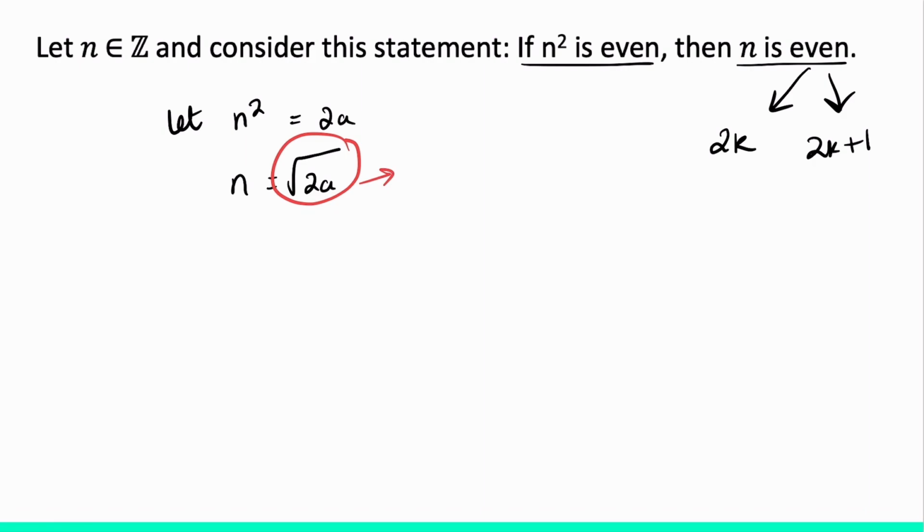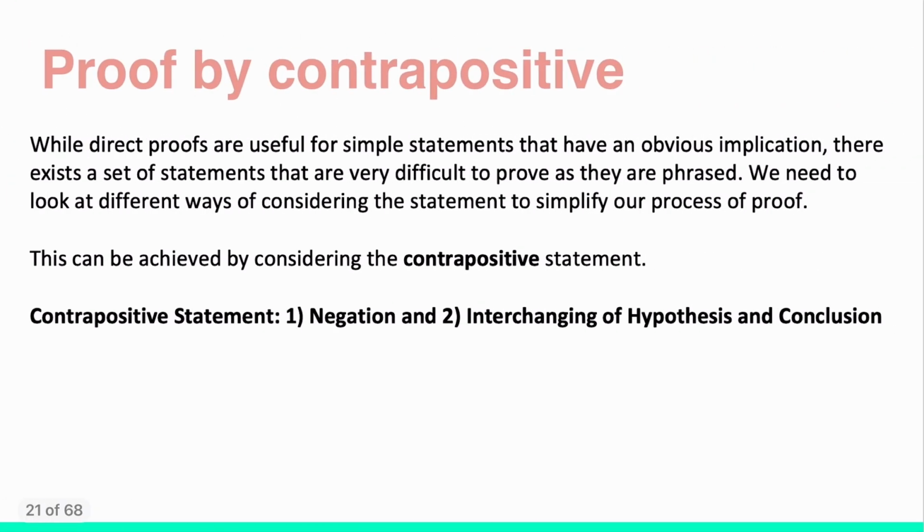So sometimes statements are not easy to prove when we are using the direct proof method, and so we need to look to different methods that we can use to prove statements. The method we're going to look at in this exercise is called the contrapositive method. Direct proofs are really good at proving simple statements that have an obvious conclusion, but there are some that are really difficult to prove as they are phrased. So our job is to change the way that they're phrased and prove the way that statement looks. So we're going to create a contrapositive statement.